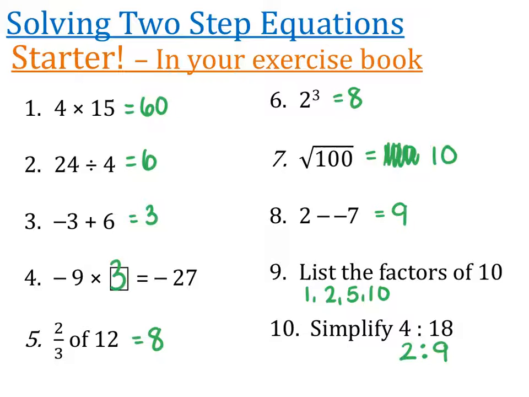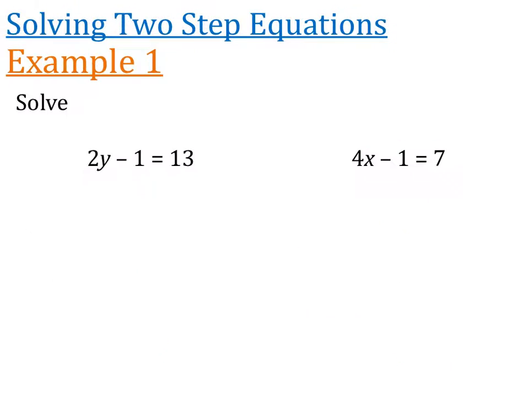Alright, let's take a look at solving two-step equations. Just like yesterday, we want to find out how much is the letter in the question so that it makes the whole sentence true. The first question says, solve 2y take away 1 is equal to 13. So we're looking for 2 times something, take away 1, and the answer that we get is 13.